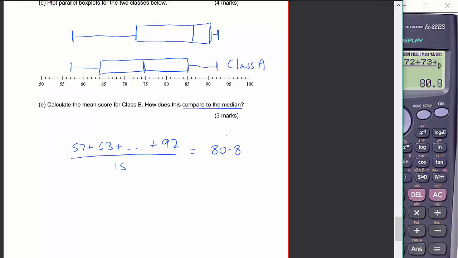How does it compare to the median? So this was Class B, and it's going to be less than the median. So it's smaller than the median. We can see for Class B, which I should have actually labelled up here, and we can see there that that is at, I think it's at 86, which is above the 80.8.